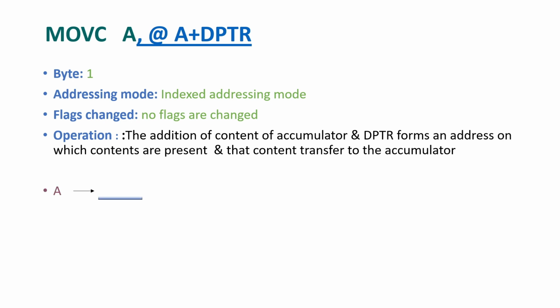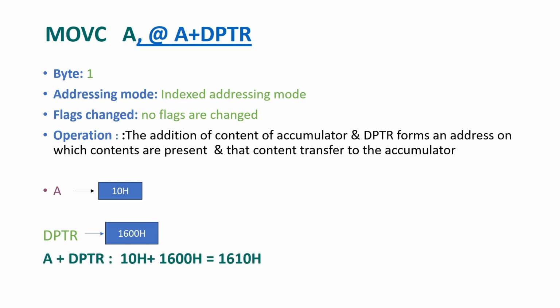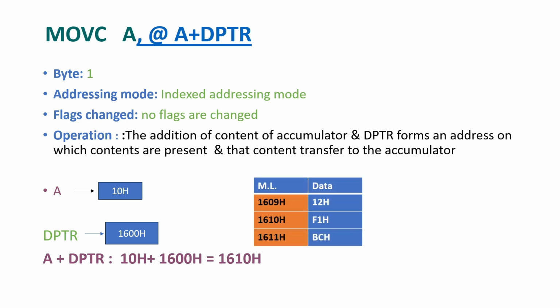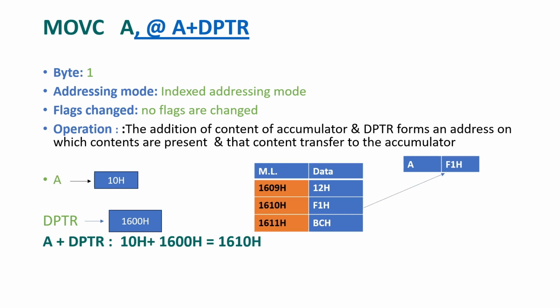See, if the content of accumulator is 10H and the content of DPTR is 1600H, then the microcontroller will perform the addition of these two registers, A plus DPTR, so 10H plus 1600H. Now the effective address is 1610H. Now the microcontroller goes to this memory location, that is 1610H, and finds the contents and transfers these contents into the accumulator. See, the previous content of accumulator is 10H, but after the execution of this instruction, the content of accumulator becomes F1H. One more example for this, MOVC A, @A plus PC.